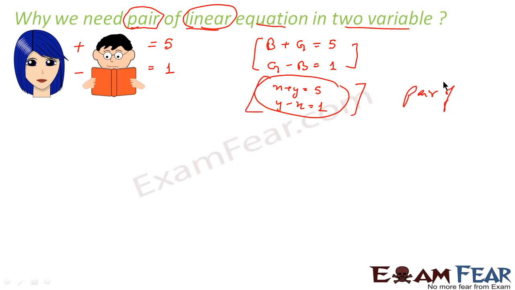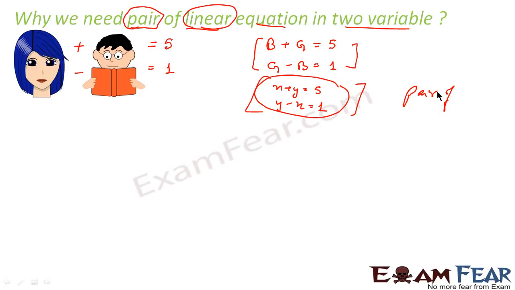Correct? We'll go through this in the next slides. I'm just trying to give you a real life scenario. Why do we need a pair of linear equations? For example, we have boys and girls, we know their sum, and we know that the number of girls is 1 more than the number of boys. We have to find the number of boys and girls. Then we can use a pair of linear equations to find it.